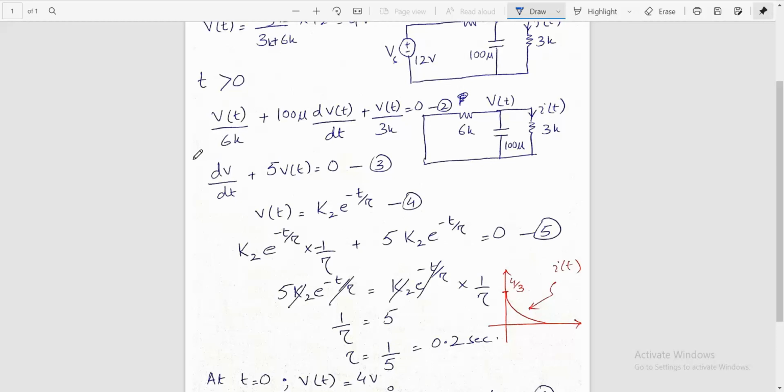Simplifying this equation gives us equation number 3, dv by dt plus 5 times v is equal to 0. Now look at this equation number 3, and try to bring that homogeneous thing into your mind. This is a simple homogeneous equation. Since its right hand side is equal to 0, there will be no k1, right? There will only be the natural response. There will be no forced response, since the source is disconnected. There will only be the natural response.